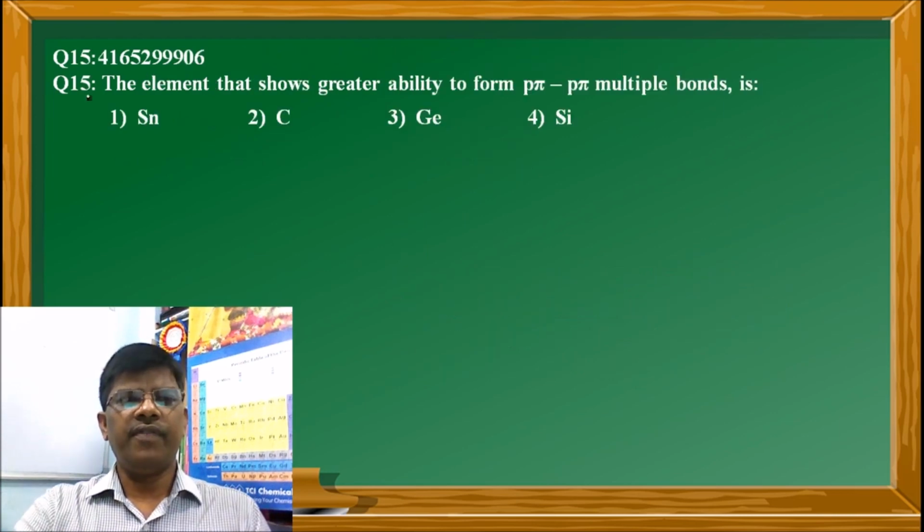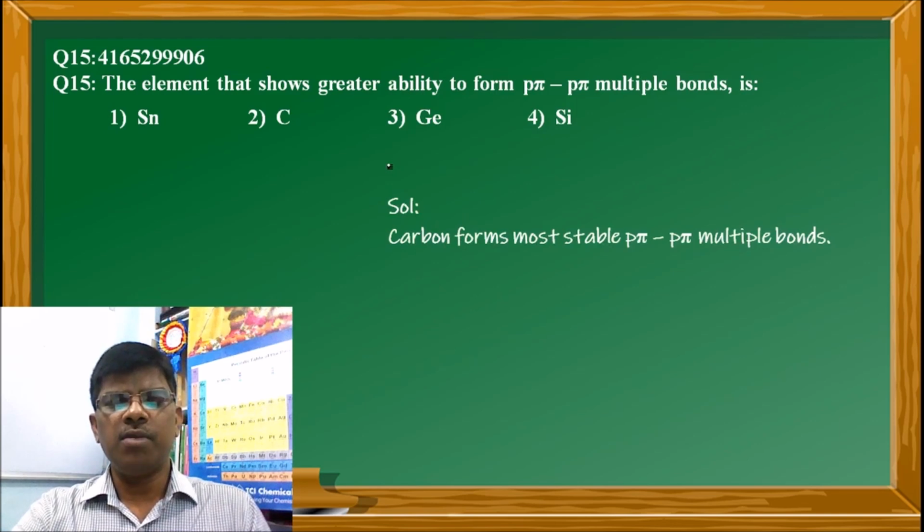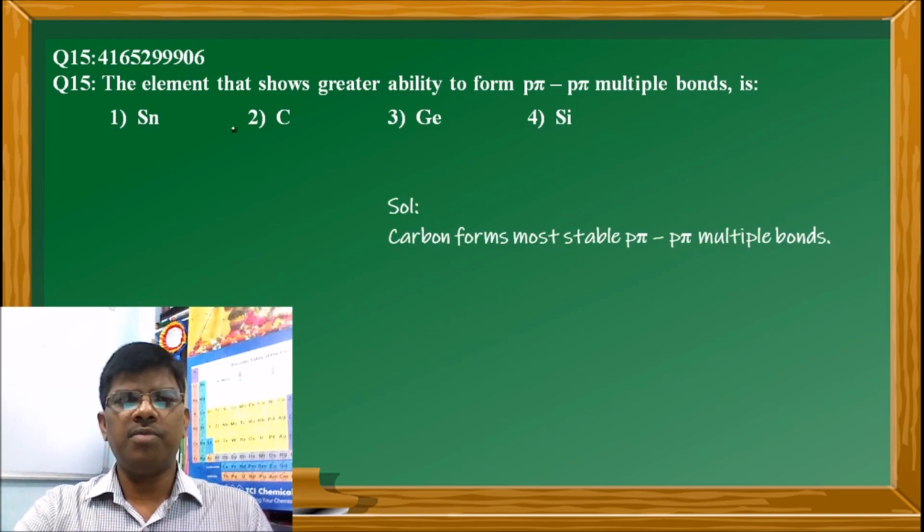Next, number 15. The element that shows greater ability to form p-pi multiple bonds; the options are carbon, germanium, silicon. What are all these elements? Yes friends, all these elements are nothing but group elements, that is the carbon group. Which is going to form p-pi multiple bonds? Carbon forms the most stable p-pi multiple bonds. So option number 2 is the correct option friends.